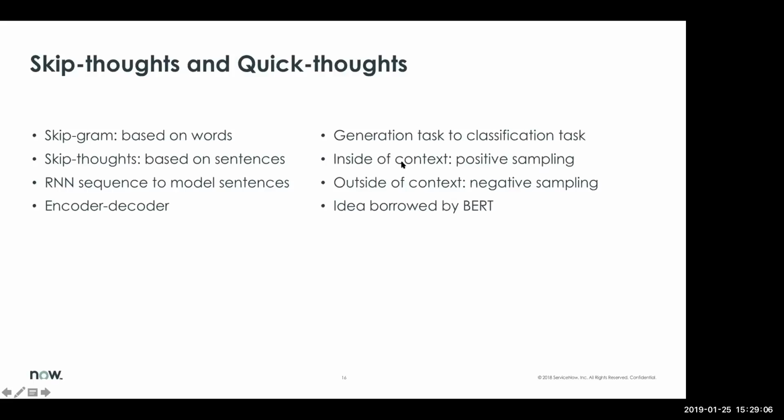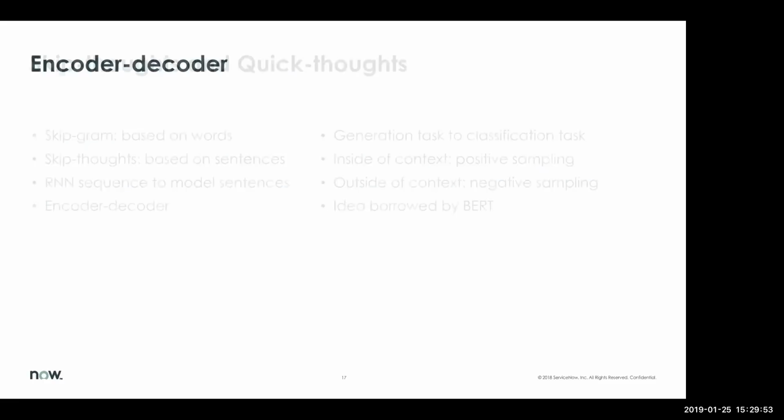Quick-thoughts also utilizes positive sampling and negative sampling, which is an idea borrowed from word2vec. It will randomly sample some sentences. If a sentence is inside the context of the current sentence, we call it positive sampling, and it benefits the function. Outside is negative sampling, which generates the loss. This idea is also borrowed by BERT. Okay, let's go to the next.